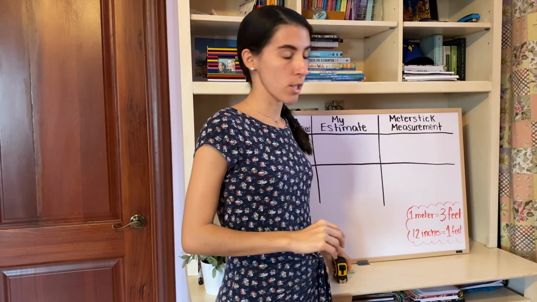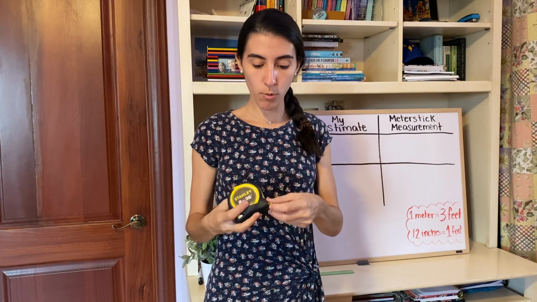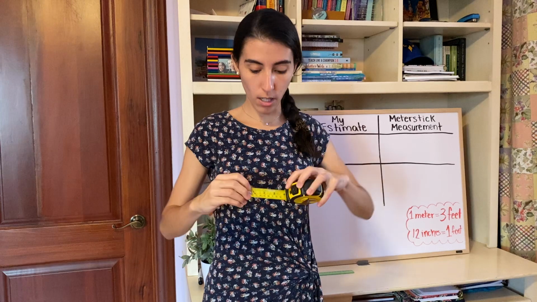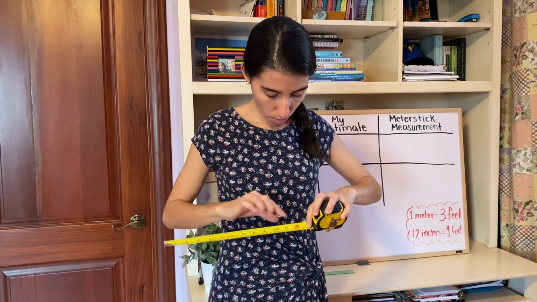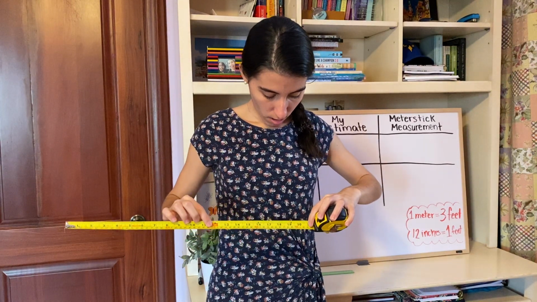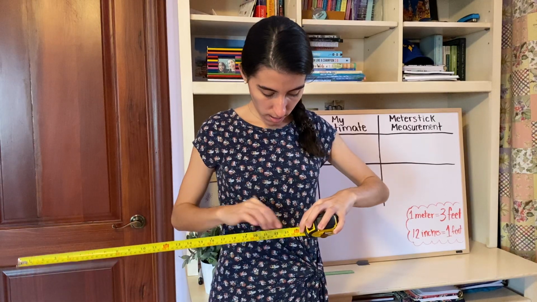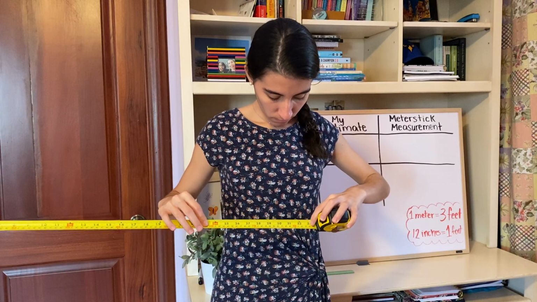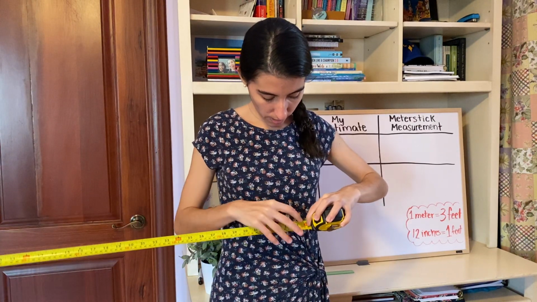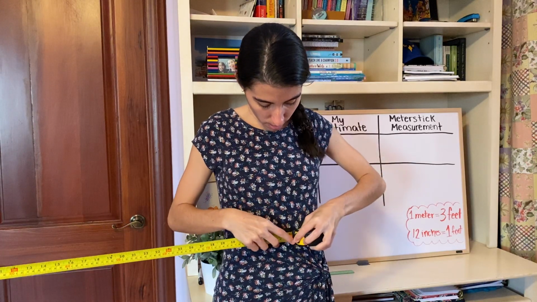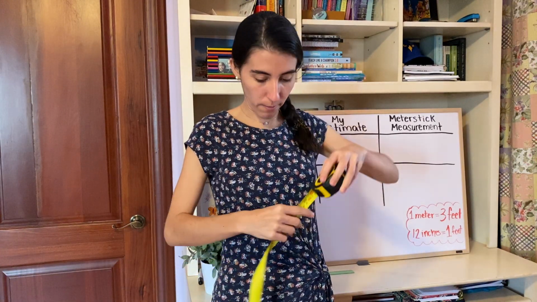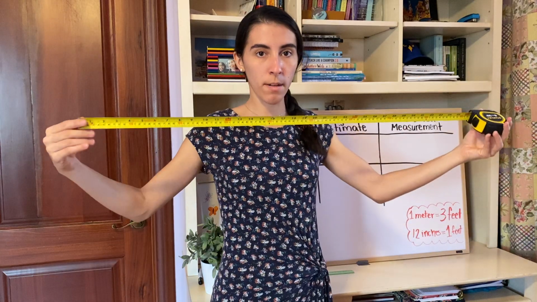Now I have a tape measure. So on my tape measure, I am going to find 3 feet or 1 meter. So let's see here. 1 foot, 2 feet, and 3 feet. I'm just gonna lock it. There we go. Okay, so this is 1 meter.